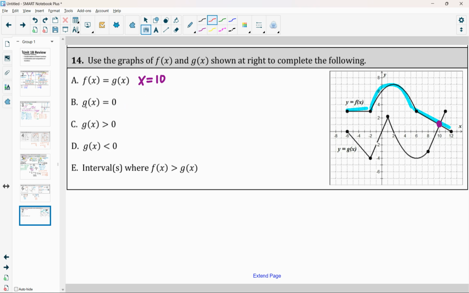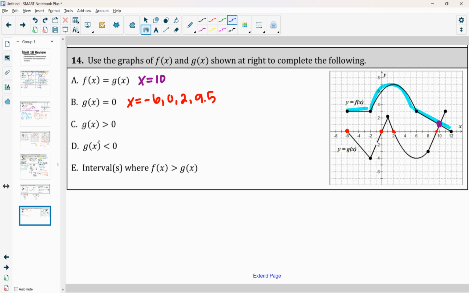For B, we want to know when g of x, that function in black on my screen, is equal to 0. That means when it crosses the x-axis, because that's where the height is 0. So for the g function, that's here, here, here, and here. And then we can just name those x values. So that's at x equals -6, 0, 2, and about 9.5.